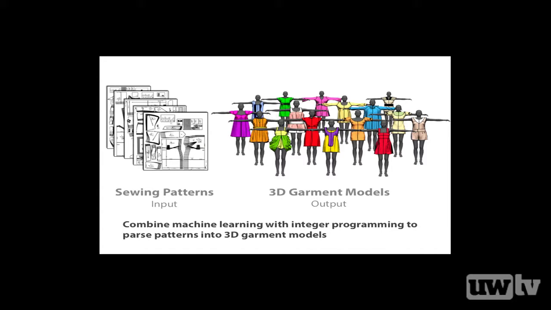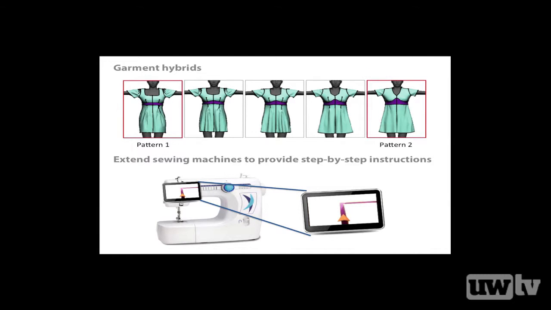And so we are currently developing an algorithm that combines machine learning with integer programming to automatically parse such patterns into 3D models. And I'm really excited about this work because I think it opens up a lot of directions for future work. So for example, one thing you can do is you can create hybrids of past patterns in our database, or we could further analyze the pattern and transform it into a step-by-step format. We could then think of physically extending sewing machines that provide step-by-step instructions to people and also give feedback if a person makes mistakes. So this would allow us to create physical tools that are smarter and safer.